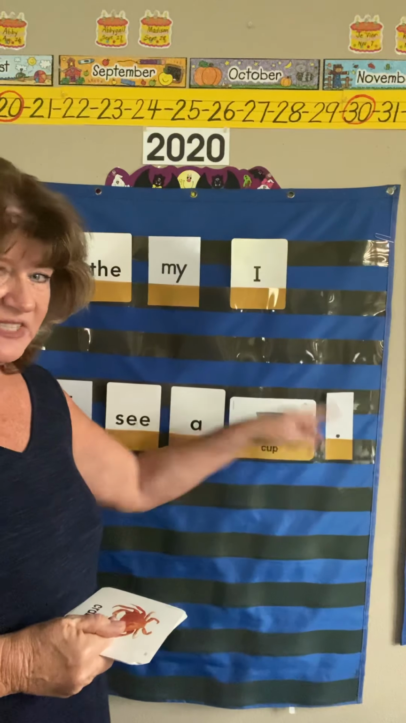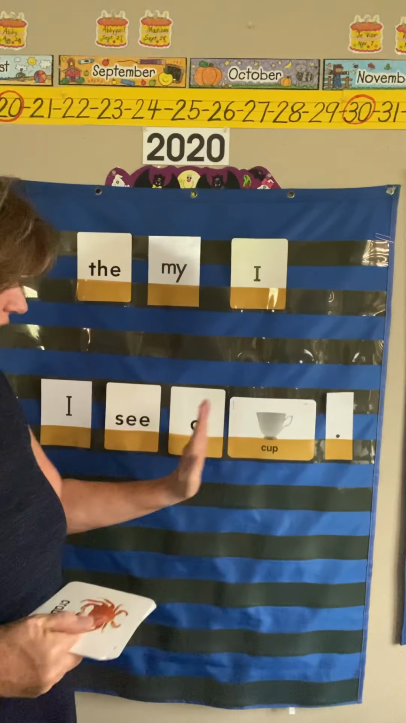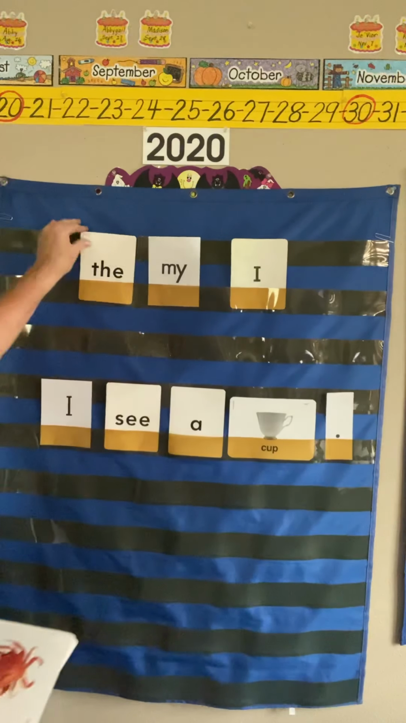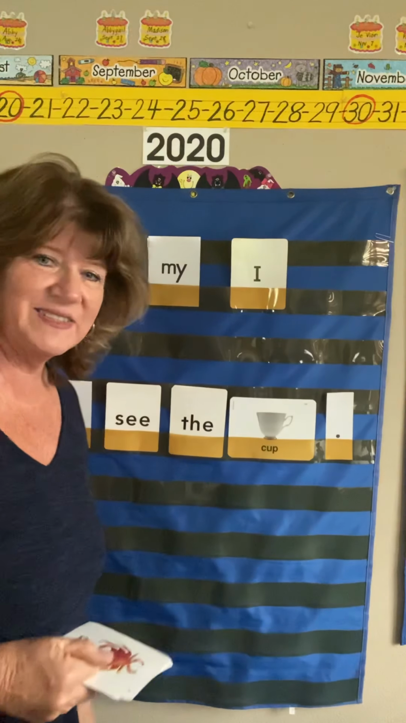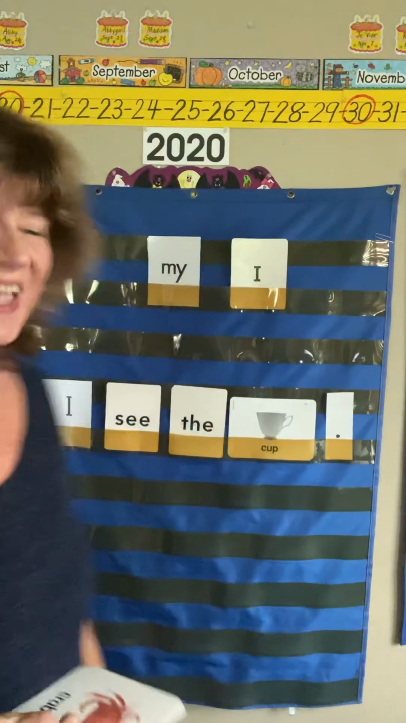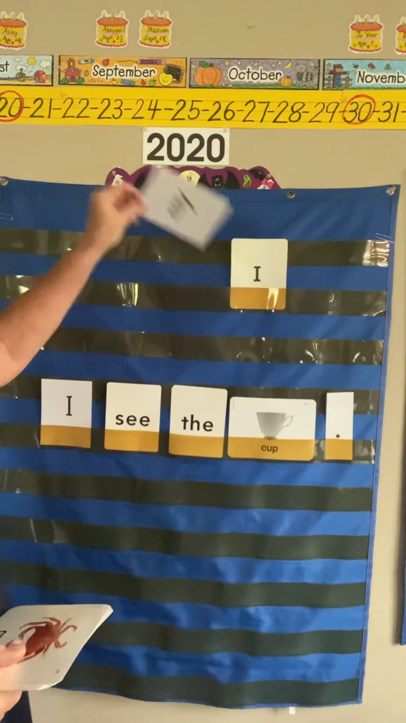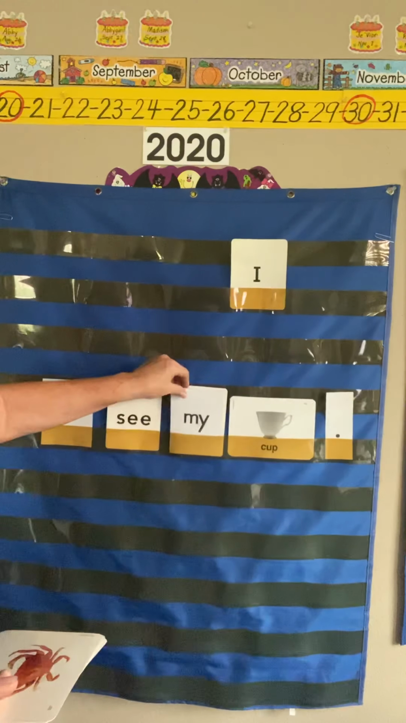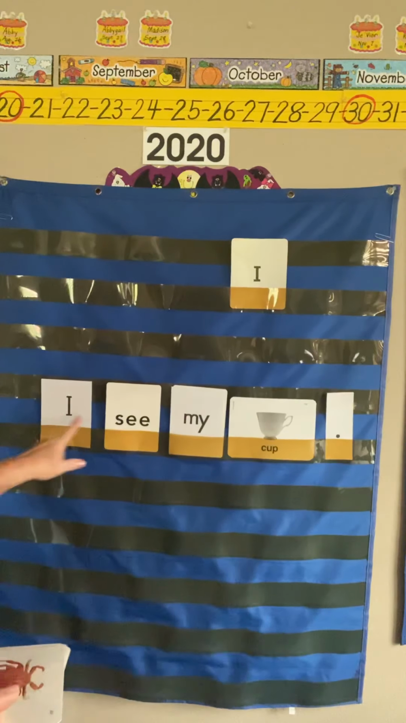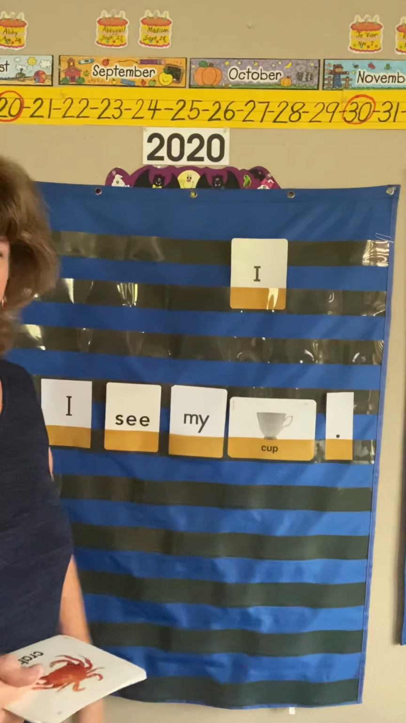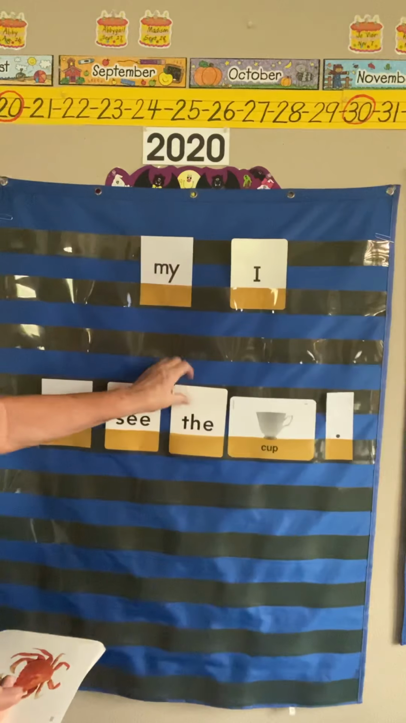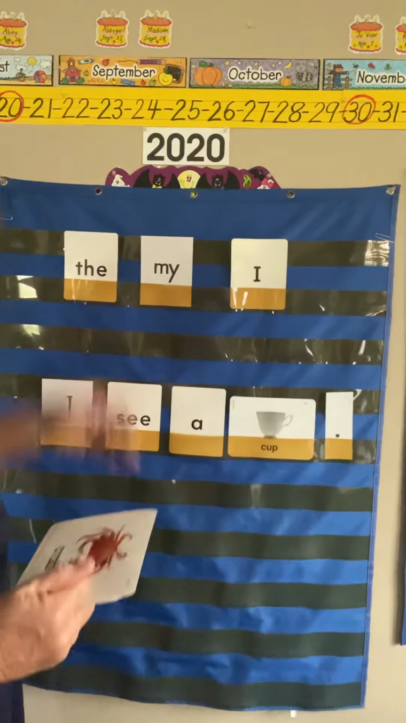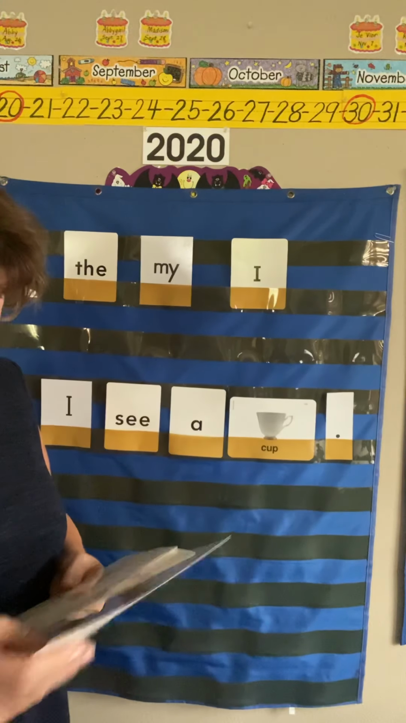Okay, so this one says, I see a cup, a little cup of tea with a period. The period means we stop. So I see a cup. All right, could we say I see the cup? Yeah, especially if we don't know whose cup it is. Oh, I see the cup, or I see a cup. But if it's your cup, or your mommy or daddy's cup, they would say, I see my cup of tea.